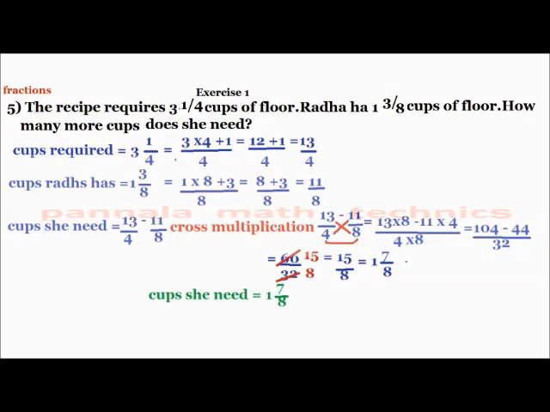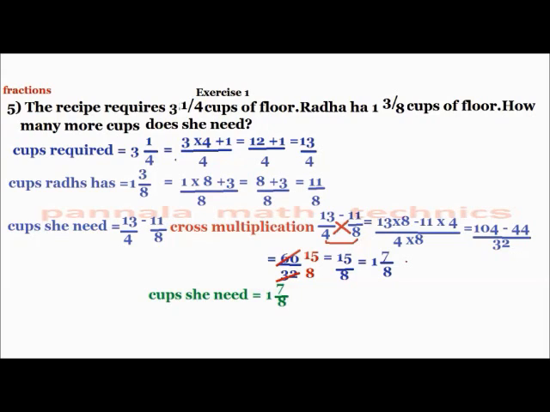The recipe requires 3 1 by 4 cups of flour. Radha has 1 3 by 8 cups of flour. How many more cups does she need? So cups required is equal to 3 1 by 4. It's a mixed number. Convert into improper fraction. That is 13 by 4.